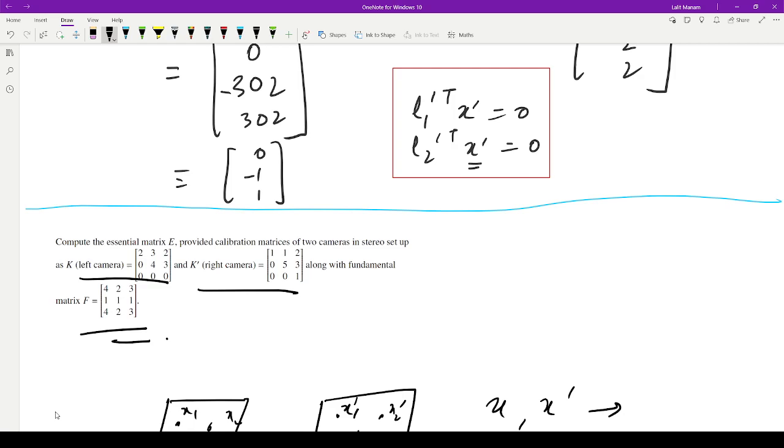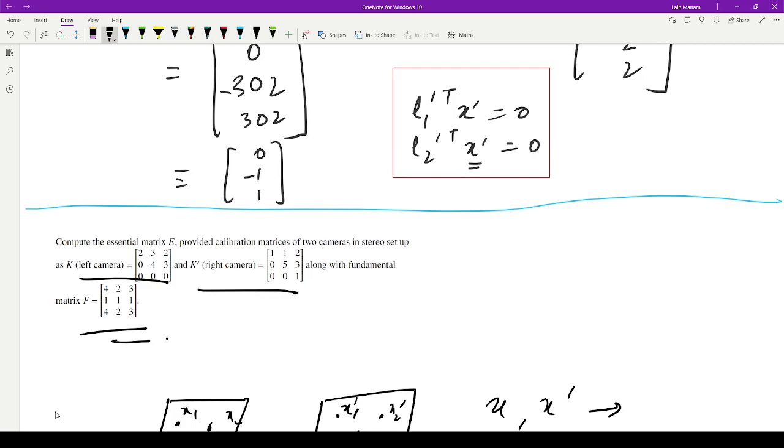Sir, what is the actual difference, intuitionally, between the fundamental matrix and the essential matrix?